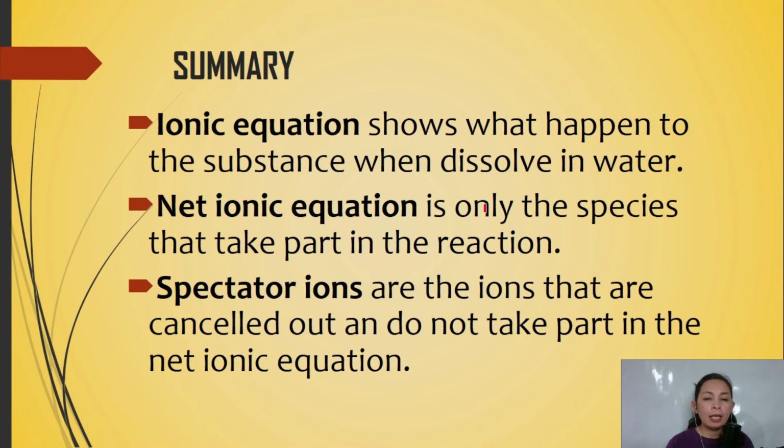For the net ionic equation, it only shows the species that take part in the reaction, while the spectator ions are the ions that are canceled out and do not take part in the net ionic equation, meaning they are present both in the reactant side and in the product side.